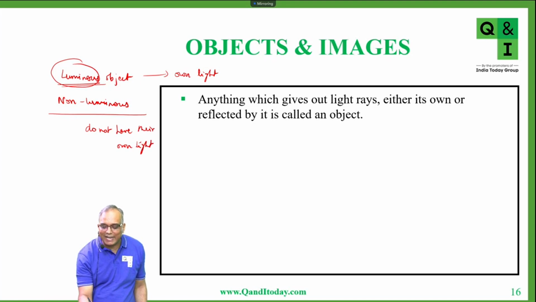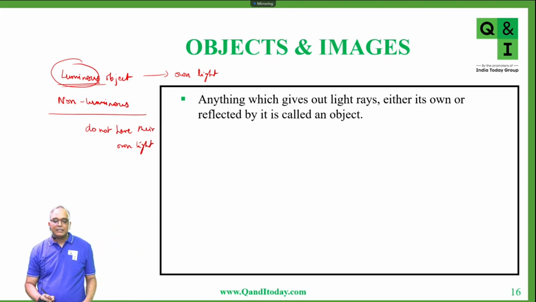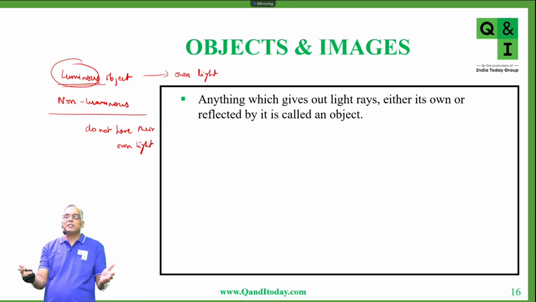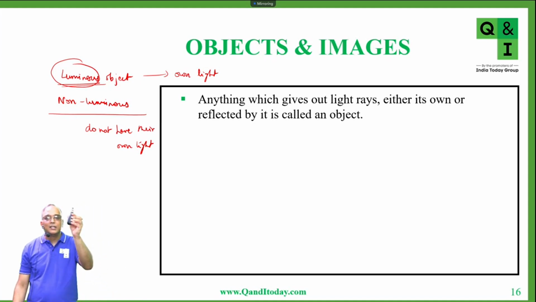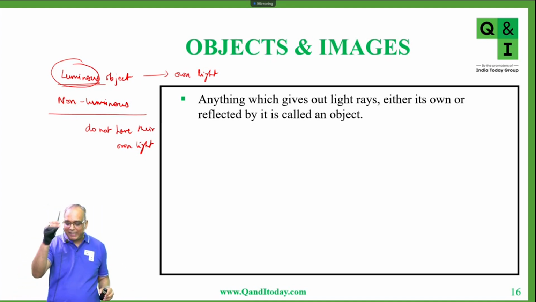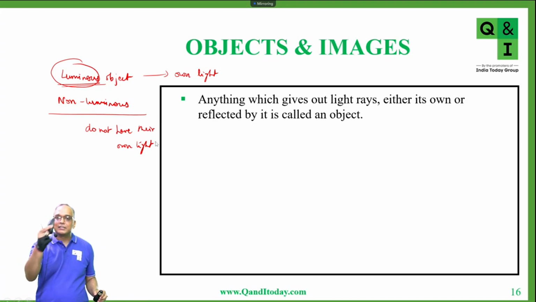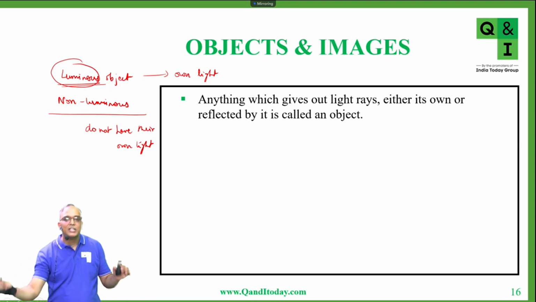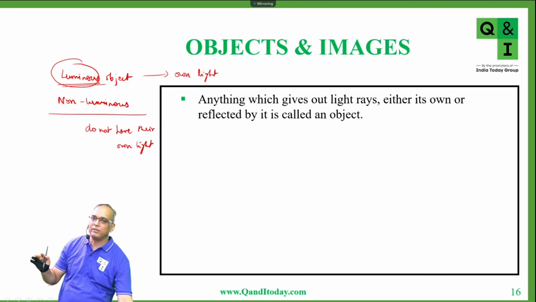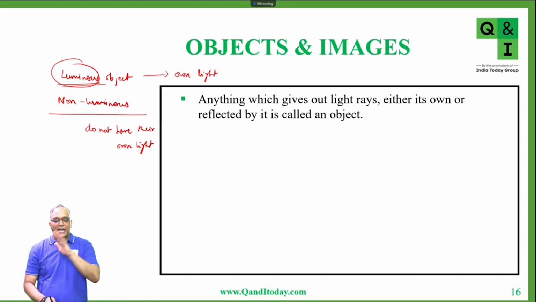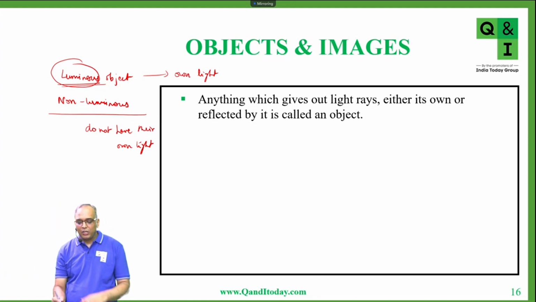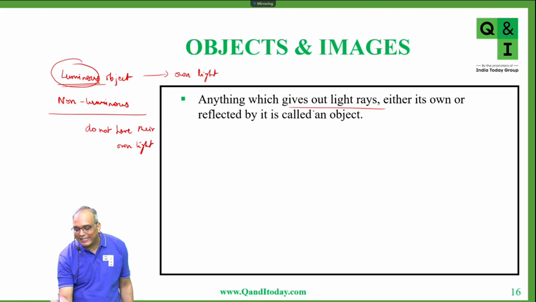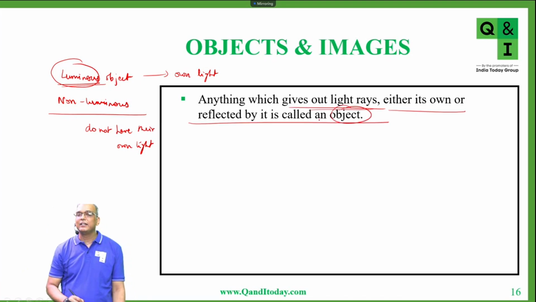So what are examples of non-luminous objects? Every other object which does not have its own light is a non-luminous object. For example, this is a non-luminous object. This pen is a non-luminous object. This mouse is a non-luminous object. Everything which you can see around which does not have its own light is a non-luminous object. Clear? So anything which gives out light rays, either its own or reflected by it, is called an object.